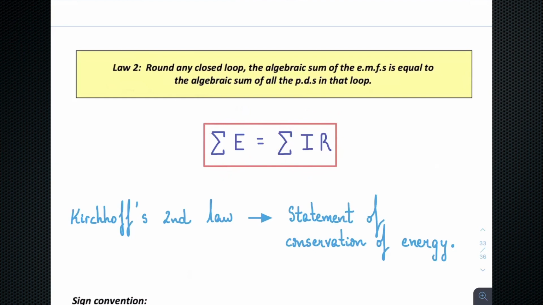Kirchhoff's second law is in fact a statement of the law of conservation of energy. Since basically here, all we're saying is that the net work done by the batteries must be equal to the net energy consumed by the components around that closed loop.